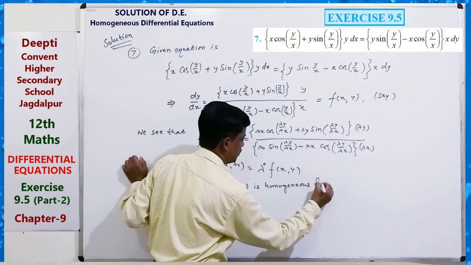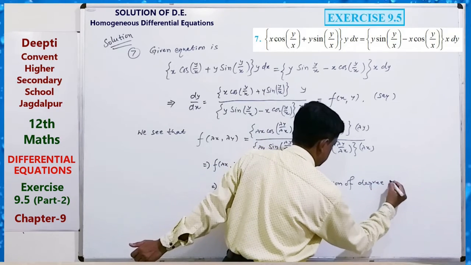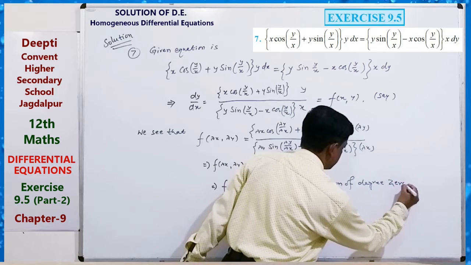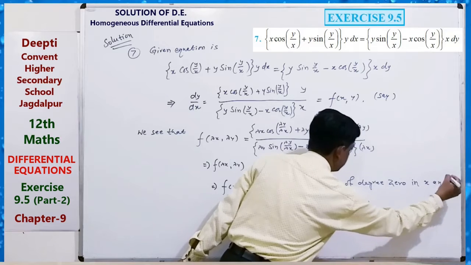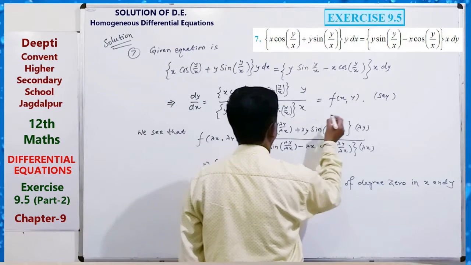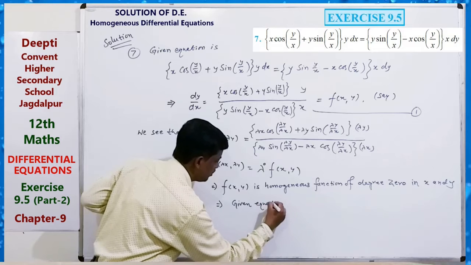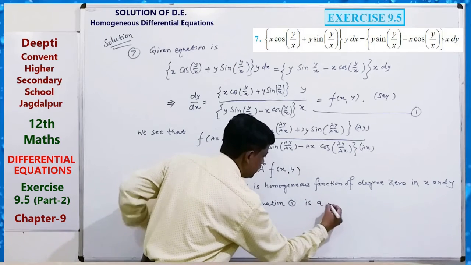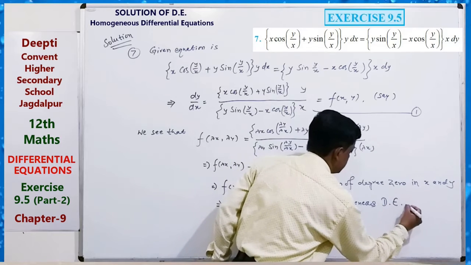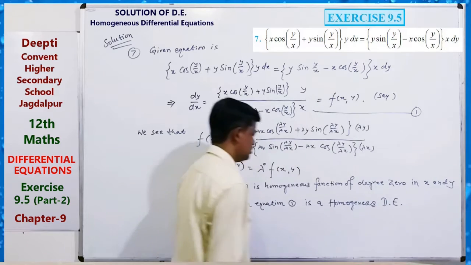So we get f(lambda x, lambda y), which shows that f(x,y) is a homogeneous function of degree 0 in x and y. This is equation 1, which implies the given equation 1 is a homogeneous differential equation of first order and first degree. Only write that one is the differential equation.